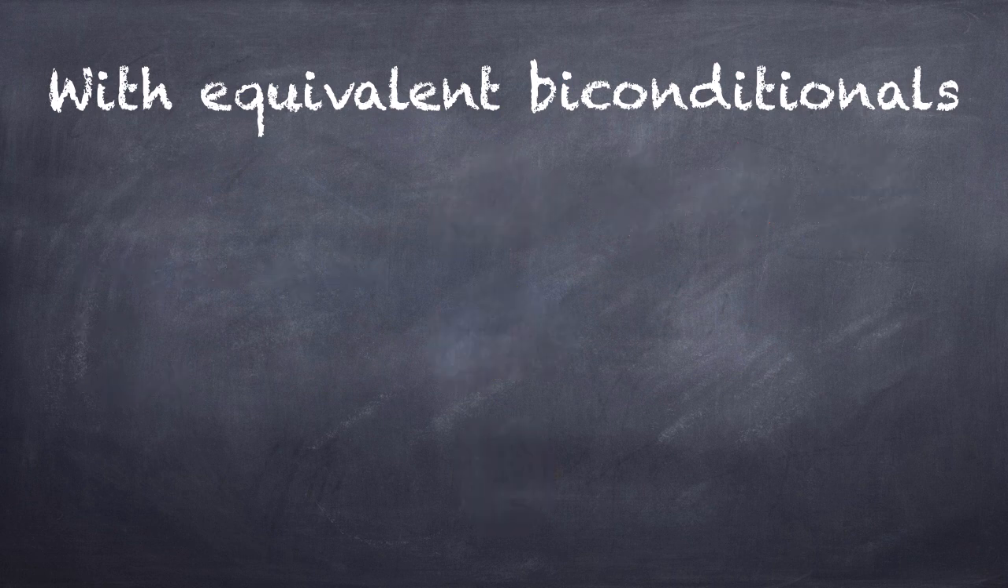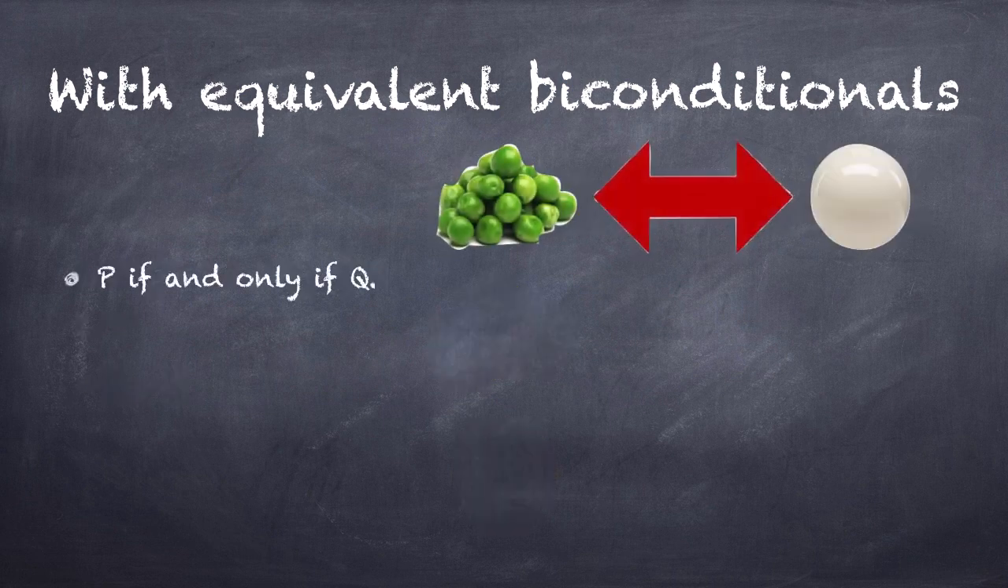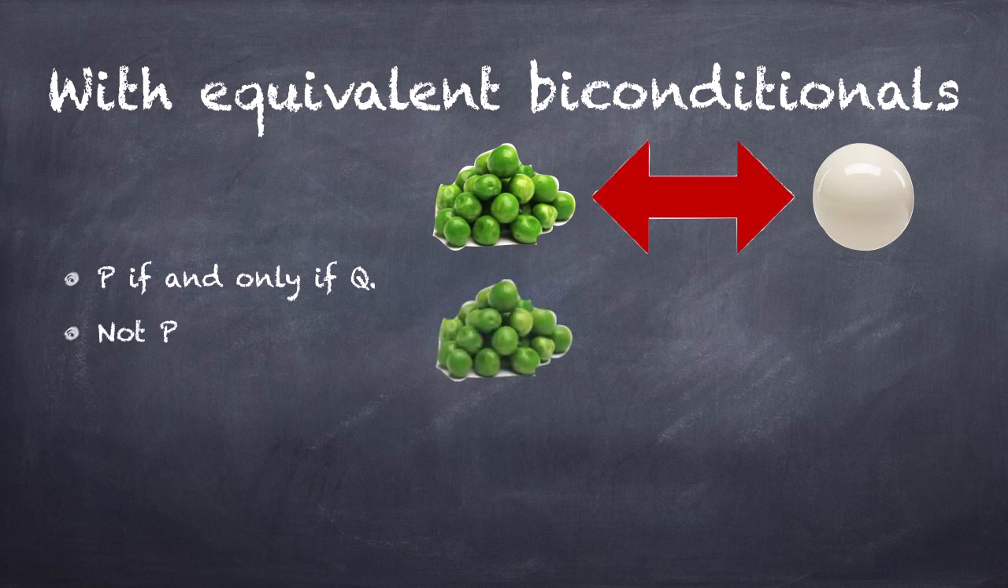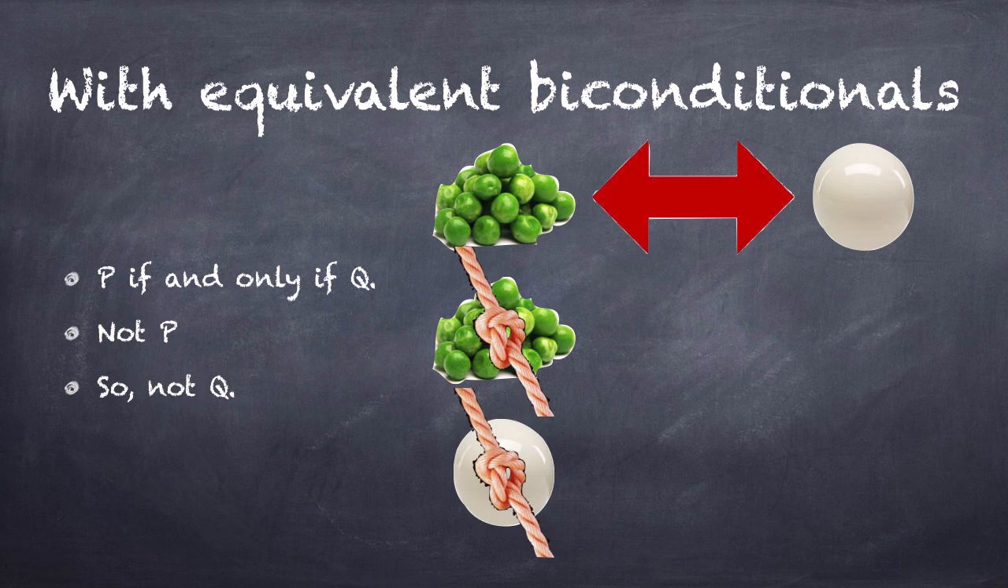Modus tollens works the same way. We start with our biconditional. Next, we give the denial of one of the component propositions. Finally, we infer the denial of the other. Since the propositions are necessary for each other, it does not matter which proposition you deny. You can infer the denial of the other.